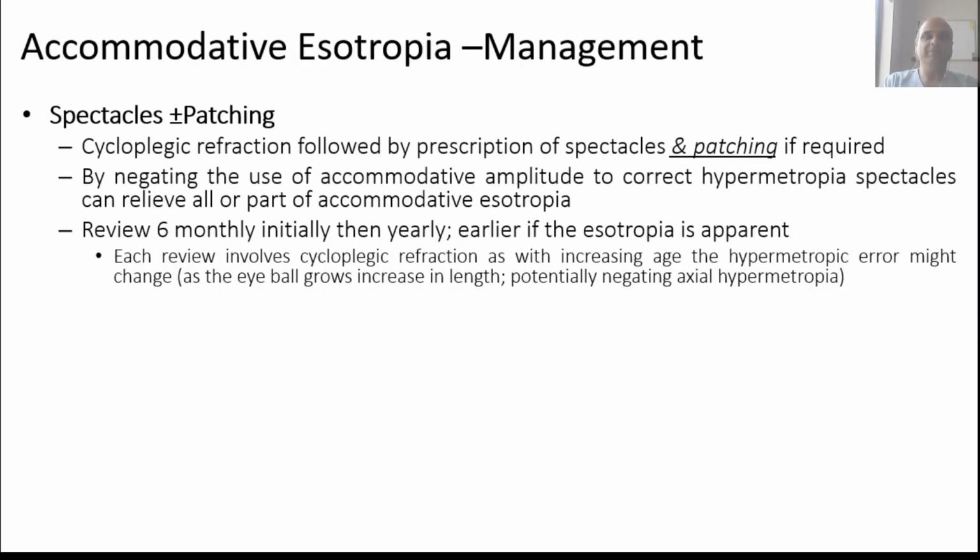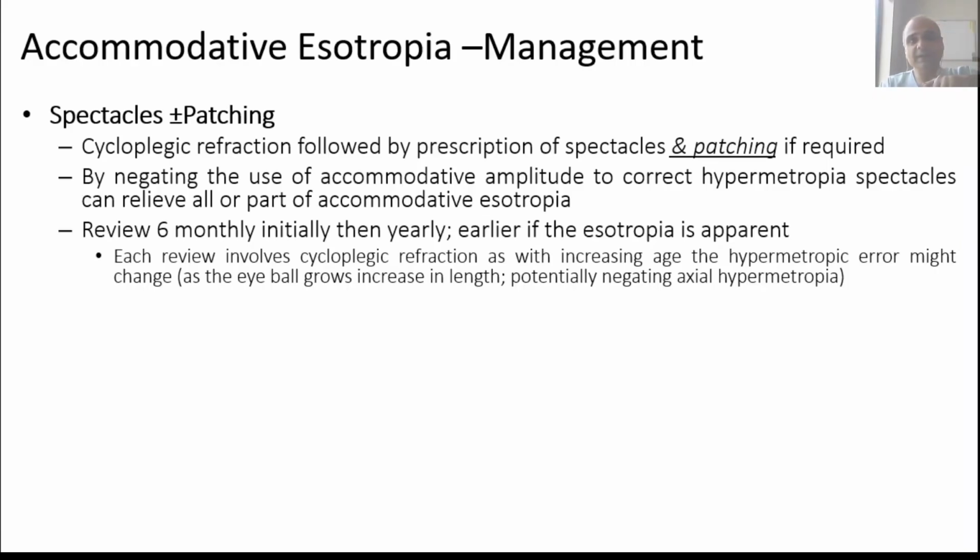So how do we manage them? Well, for accommodative esotropia, things are really simple. Since we know that this is overacting accommodation, all we need to do is to ensure the child does not accommodate. And for that, we give spectacle prescriptions after cycloplegic refraction. Go back to the refractive error video discussion to review what cycloplegic refraction was, and you give spectacles. If amblyopia has set in, you would obviously require patching.